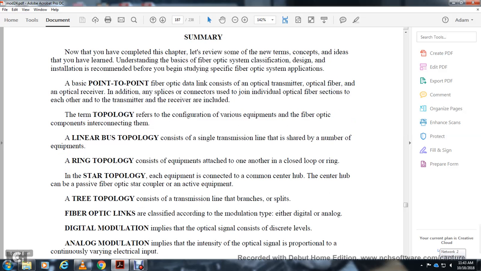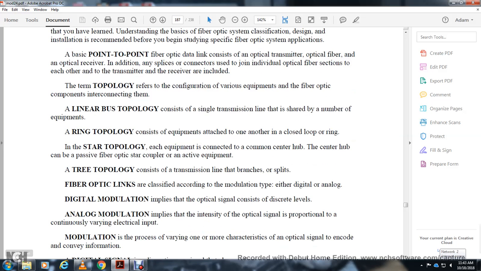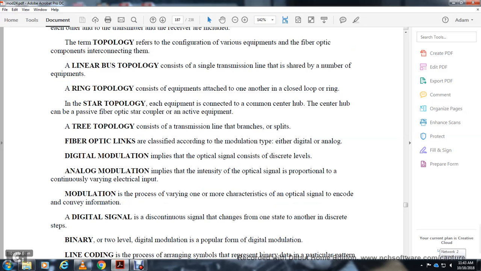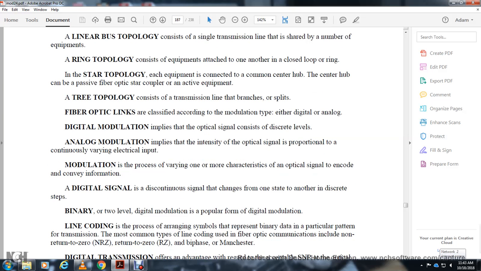Fiber optic links are classified according to modulation type, either digital or analog. Digital modulation is applied with the optical signal consisting of discrete levels. Analog modulation is applied with the intensity of the optical signal proportional to the continuously varying electrical input. Modulation processing varies one or more of the characteristics of the optical signal encoding and conveying information. A digital signal is a discontinuous signal that changes from one state to another in discrete steps. Binary, two-level digital modulation, power on or off, is the simplest form of digital modulation.